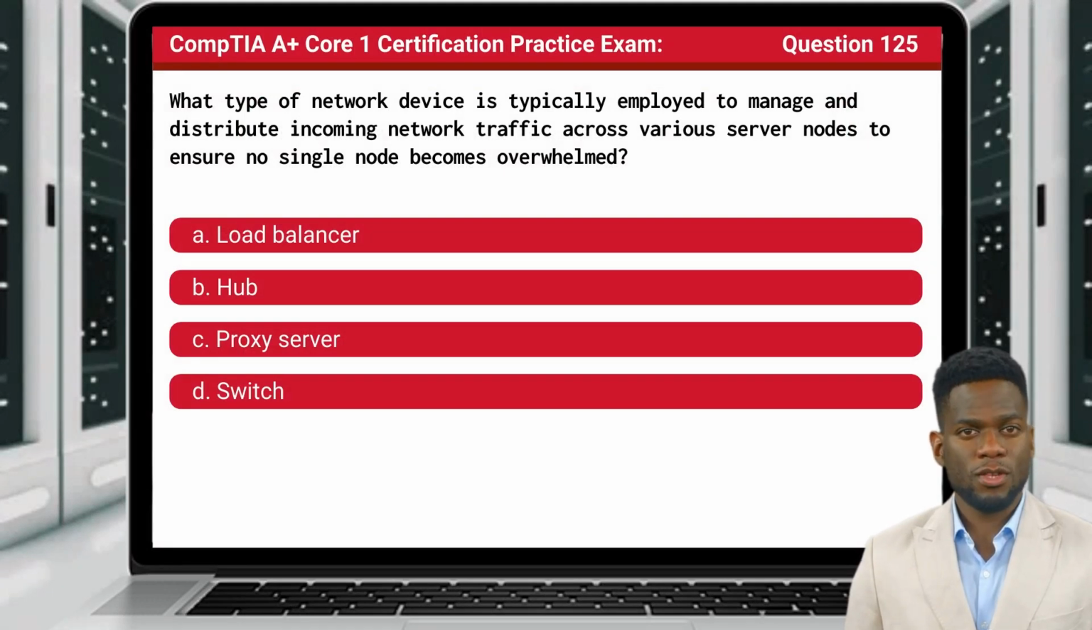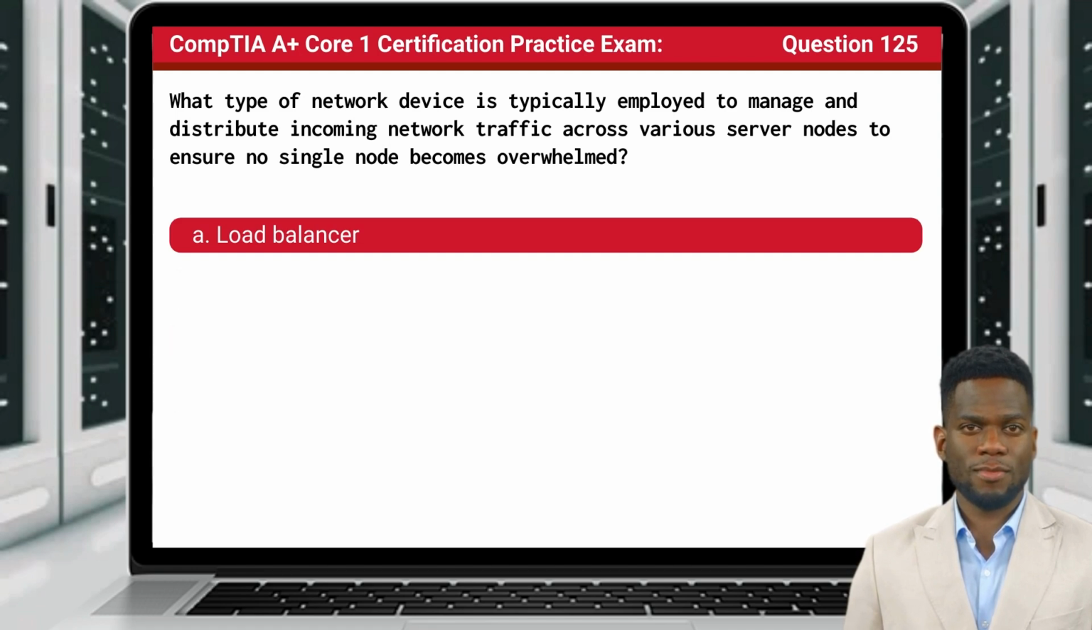Question 125. What type of network device is typically employed to manage and distribute incoming network traffic across various server nodes to ensure no single node becomes overwhelmed? The answer is A. Load balancer.